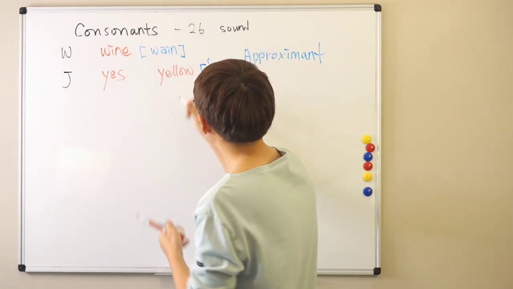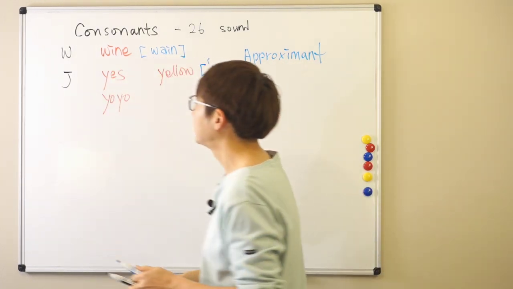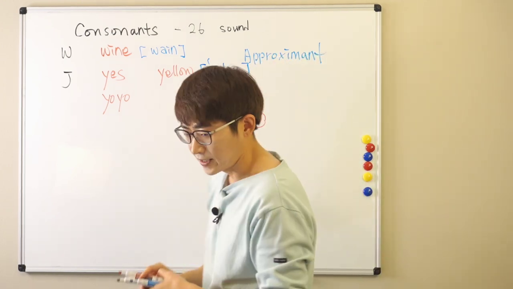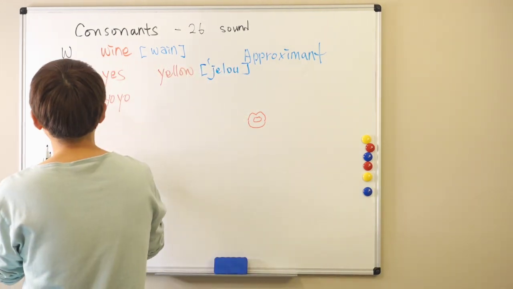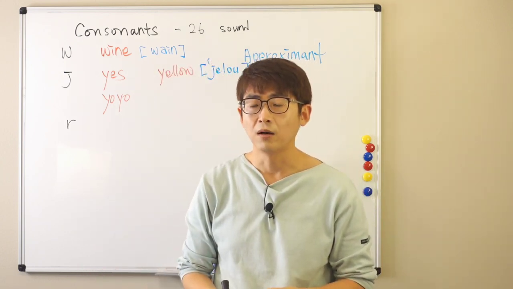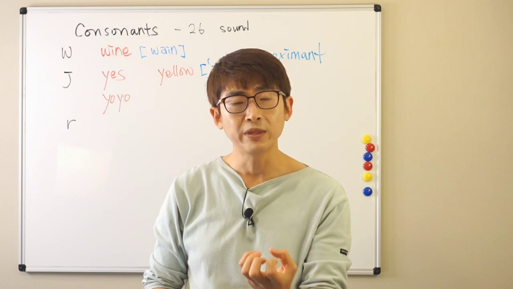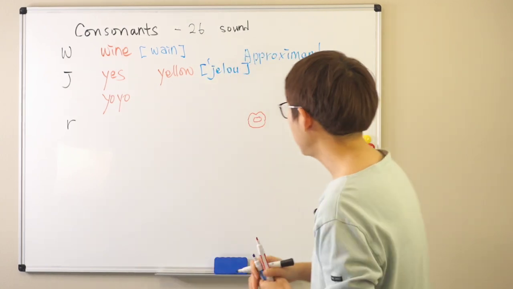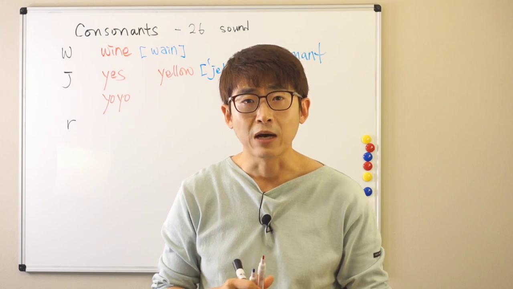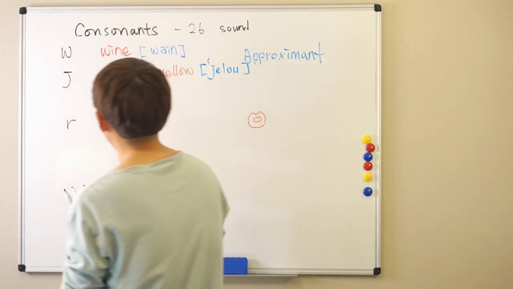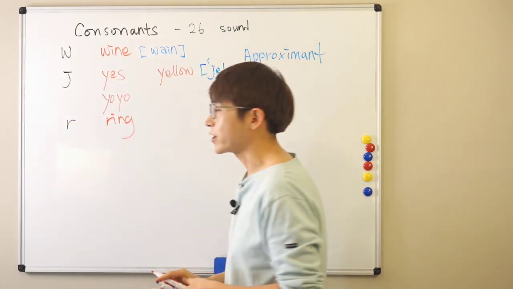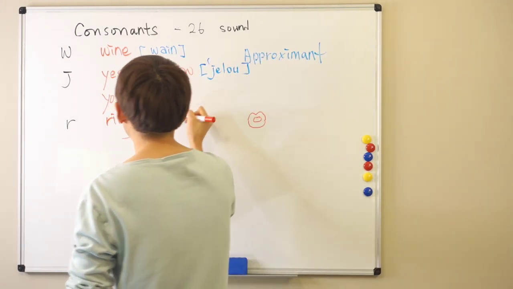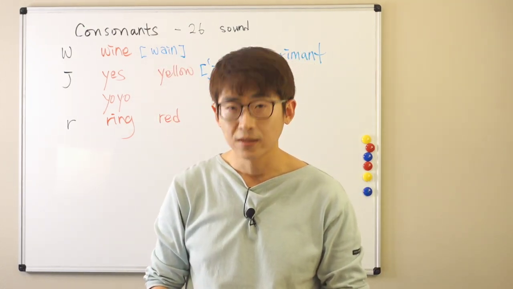Another example would be this one. Not o-o, instead it becomes yo-yo. And another example is the sound of R. First, your mouth is open, ah, however, use your tongue to slightly close your mouth, R. Your tongue literally has to touch the top of your mouth. And you make sounds like these: ring, ring, okay? And another sound of this one: red, red, okay.